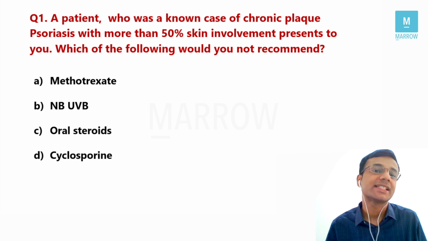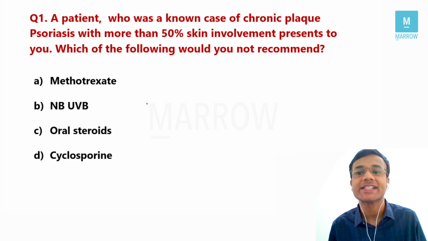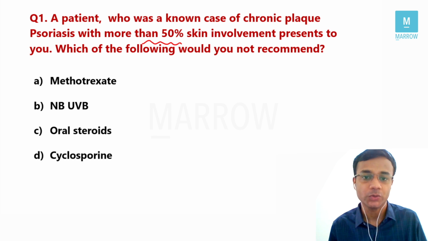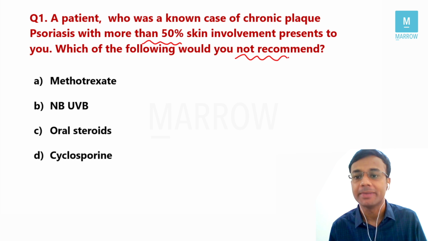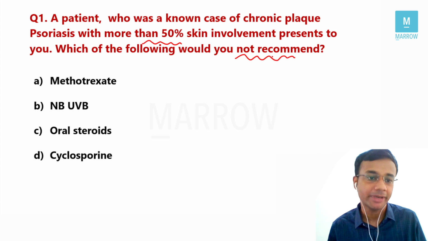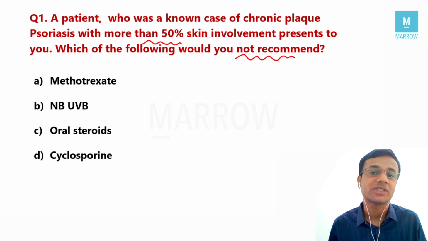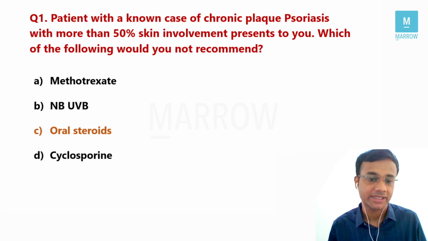Question number 1 is about a patient who is a known case of chronic plaque psoriasis with more than 50% of skin involvement presents to you. Which of the following options will you not recommend? So always pick up this word, not recommend. A. Methotrexate, B. Narrowband UVB, C. Oral steroids, and D. Cyclosporine. In a patient of chronic plaque psoriasis, it's a straightforward question in the exam. The answer to this question is oral steroids.